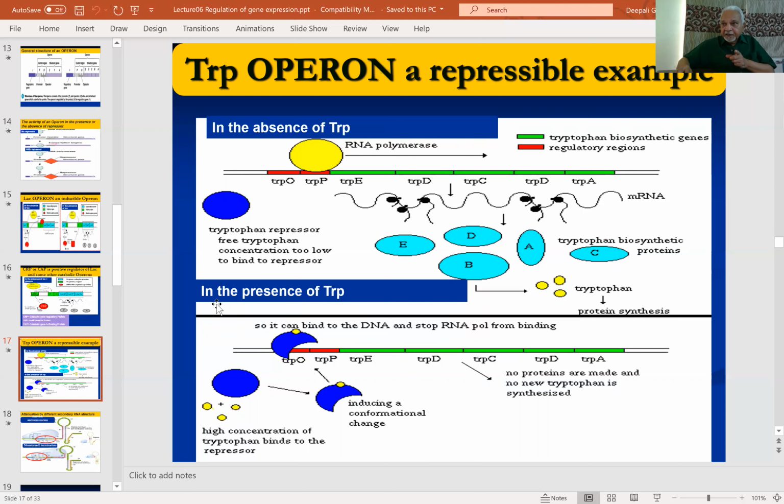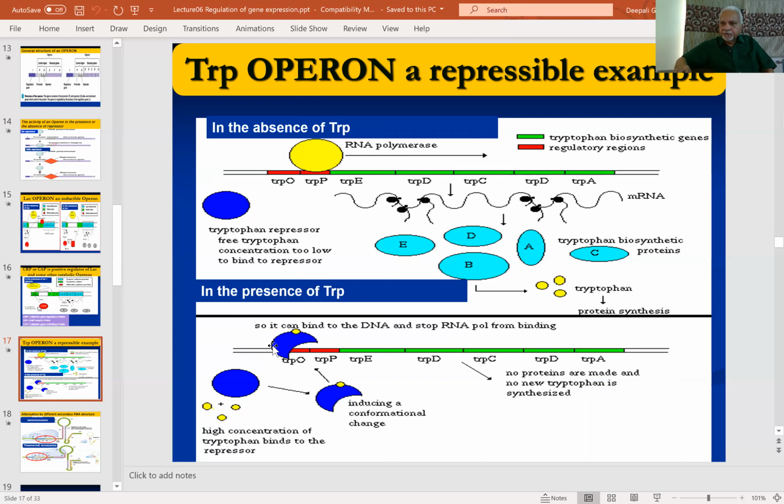But then, this is in the absence of tryptophan, but when tryptophan is present, how this is kept in check is that, see, this is the repressor, it interacts with tryptophan, and this complex or this interaction brings about a conformational change in the repressor protein, which goes and binds to this Trp operator and doesn't allow polymerase to bind here, and the operon is kept under check.